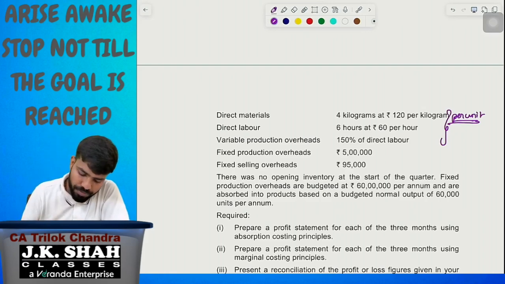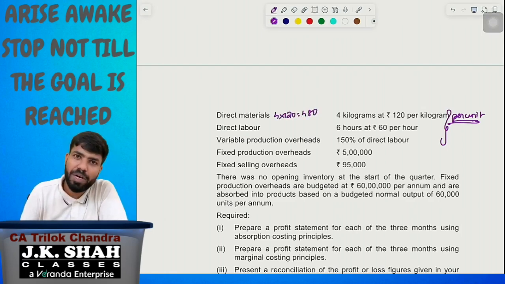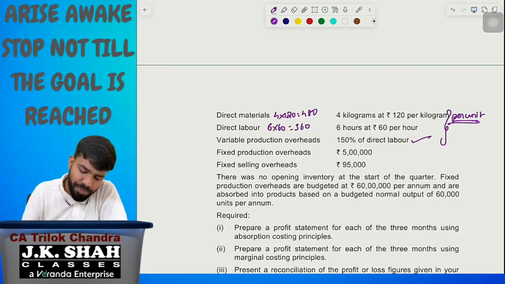Okay. Now, direct material is 4 kilograms at the rate of 120, so direct material cost is 4 into 120 equals 480 per unit. Direct labor 6 hours at the rate of 60 rupees per hour, 6 into 60, 360 per unit. Variable production overhead is 150% of direct labor, so 360 into 150% will give the variable production overhead.